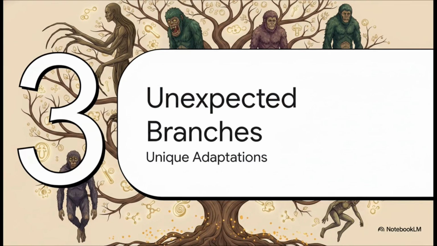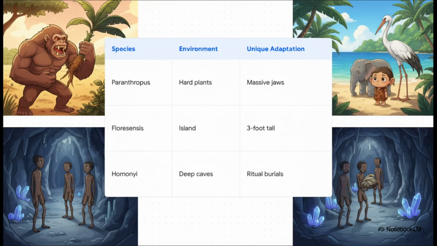All right, let's turn to Chapter 3, Specialized and Unexpected Branches, Unique Evolutionary Adaptations. Now, evolution doesn't always march in one straightforward upward direction. Sometimes it takes a left turn into highly specialized, unique, and occasionally doomed adaptations. Our cousins were wildly diverse. Take Paranthropus, for example.